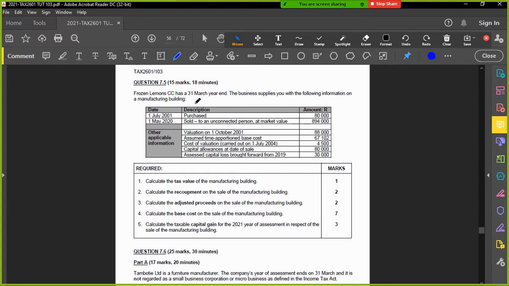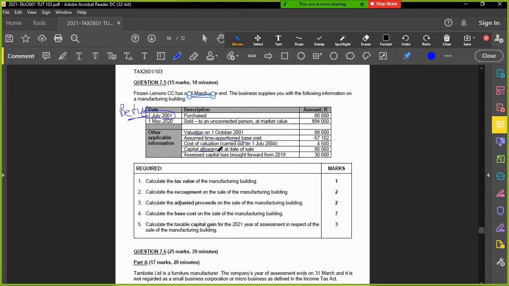7.5. Let's look at this one. This is 31st March. This is July 2001. Yeah, this is before again. Do you see that? Yes. Okay, so you're going to have to do it again. Same working as before. They'll give you the valuation value. They'll give the time proportion base costs. They have to because you've got to work it out.